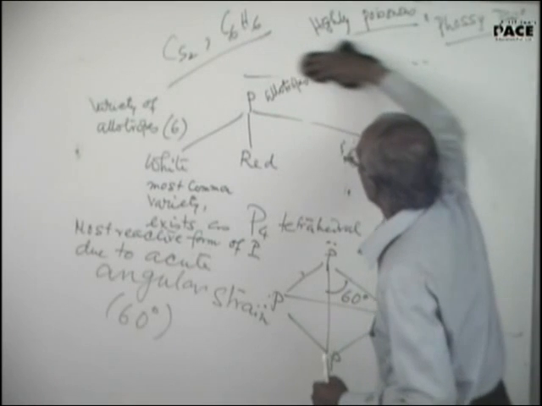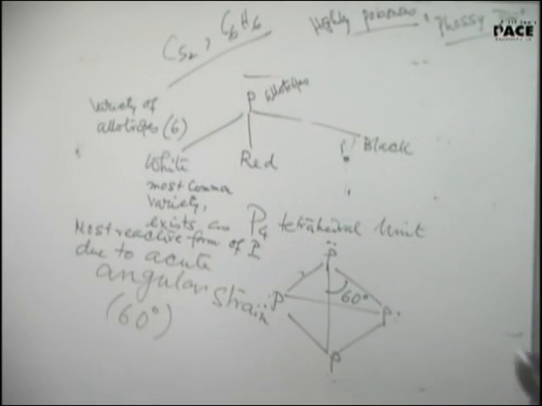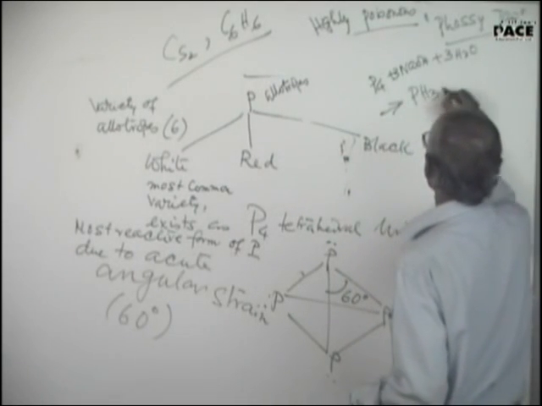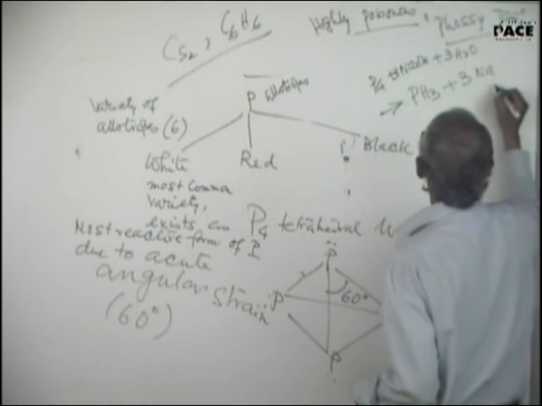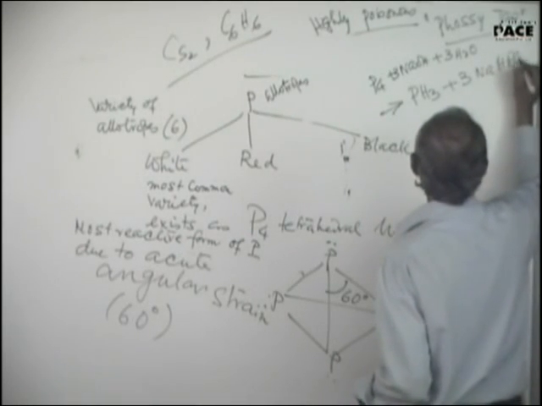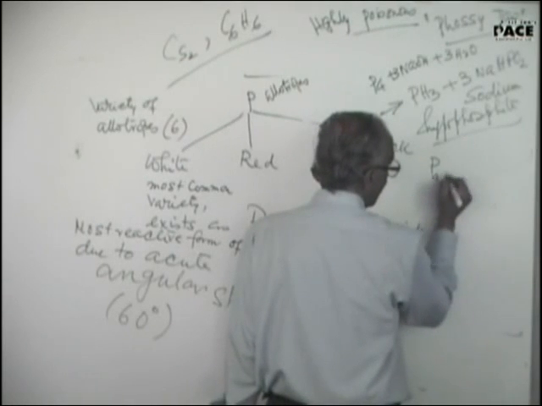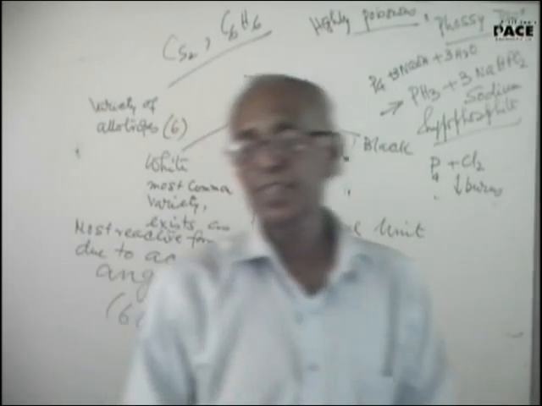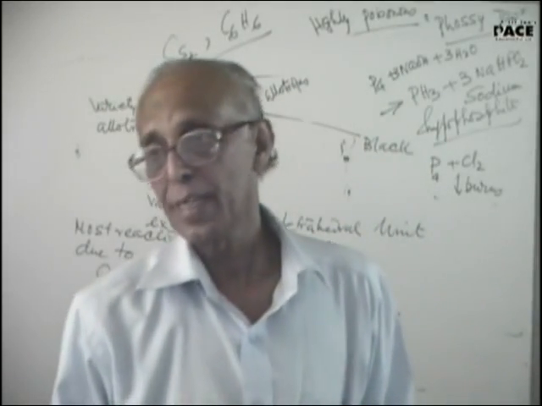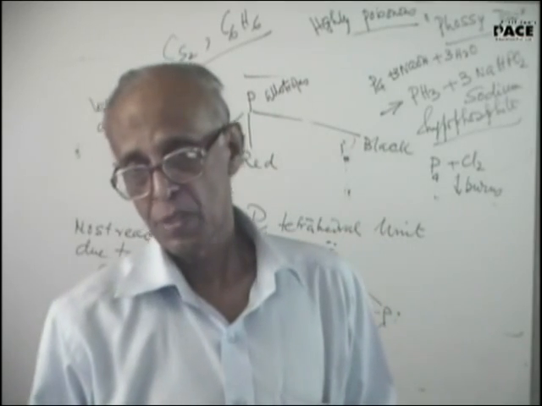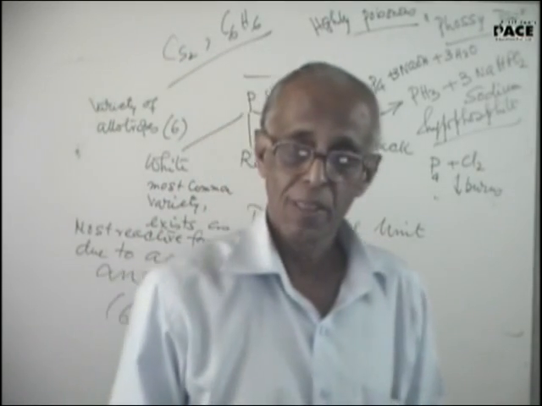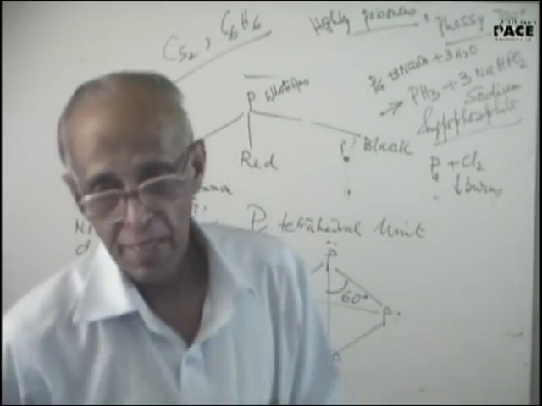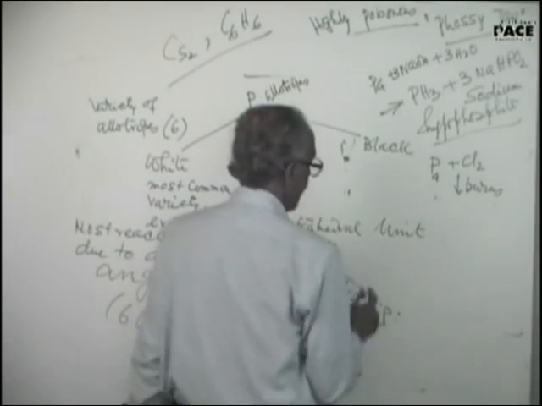White phosphorus reacts with sodium hydroxide to form phosphine and 3 moles of sodium hypophosphite. White phosphorus burns in chlorine. That is why red phosphorus is used to prepare PCl3, but not white phosphorus. For all other purposes, all reactions of phosphorus are from white phosphorus, except the halogen chlorine.